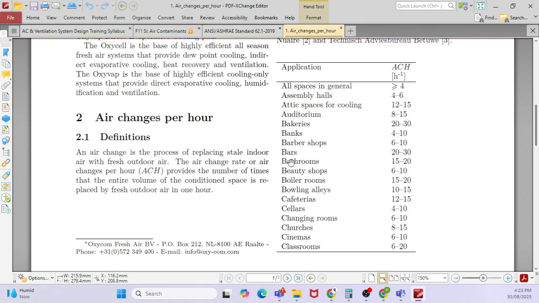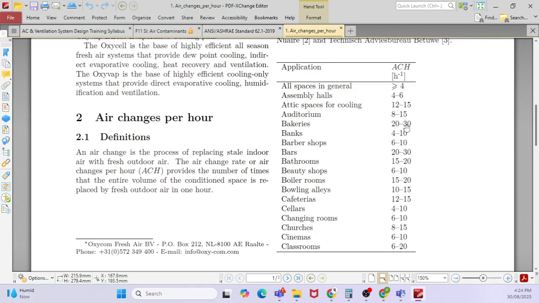Say for example, if you go to a bar, you have a lot of contamination because some people smoke, they use alcohol. So you do more air change per hour, you will replace the fresh air more times. If you go to an office area, or in general spaces, there is very little contamination. So that is why we go with 4 air change per hour. But if you go to a bank, there are a lot of people moving in and out, so you have 4 to 10 air change per hour.